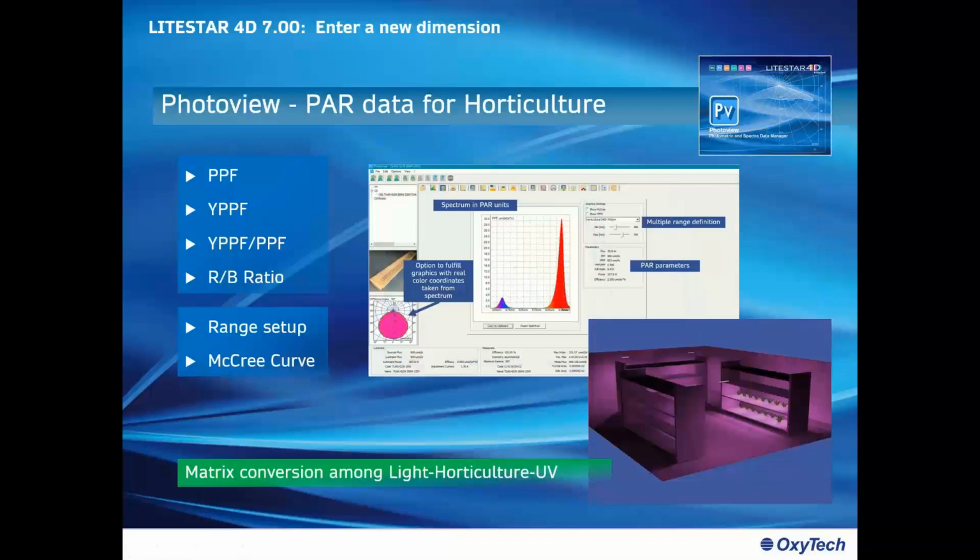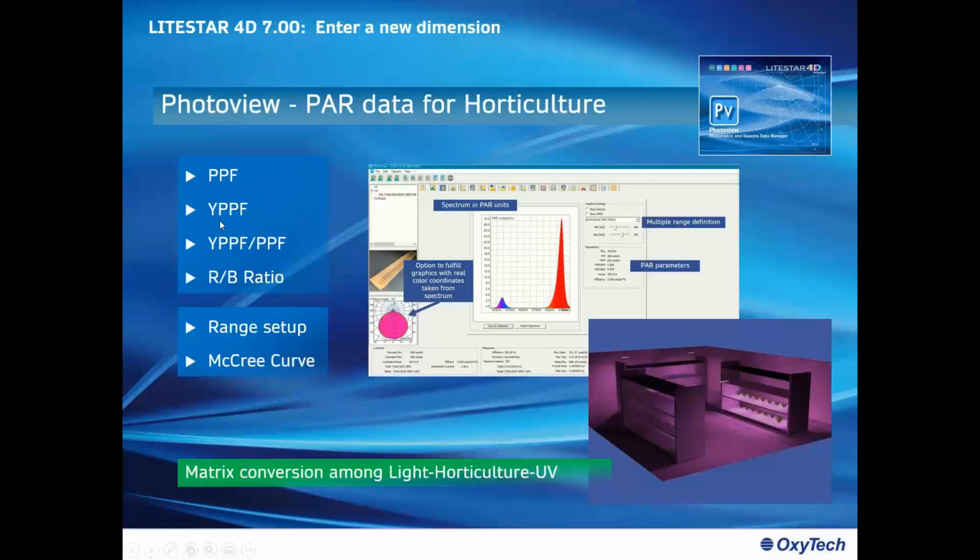So, the first big change at PhotoView, our photometric and spectral data manager, was the introduction of the horticultural section. So the section dedicated to the definition of the PAR, photosynthetical active radiation parameters related to the growth of the plants. So we introduced the calculation of PPF, photosynthetical photon flux, which is corresponding to the flux we are used to.